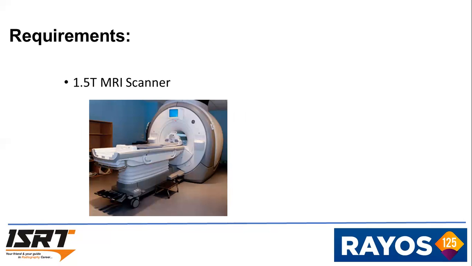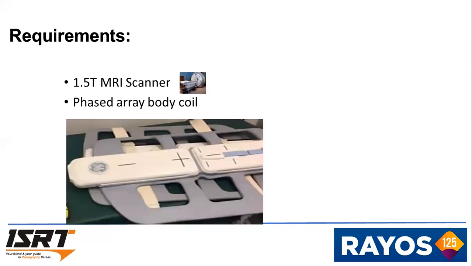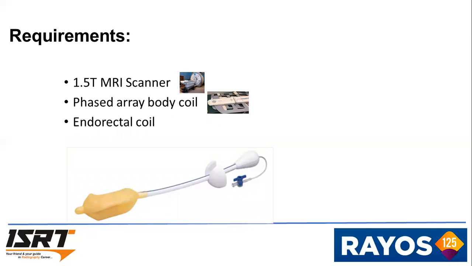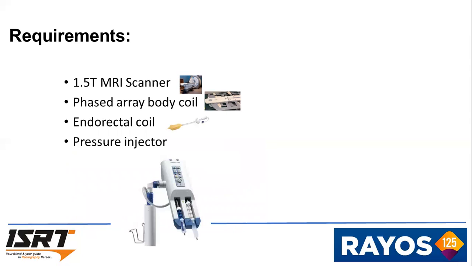Now, what are the requirements for doing MR imaging of prostate? First one is 1.5 Tesla MRI scanner. Then a phased array body coil is required, which is used for usual abdominal MRI. Then the most important one, the endorectal coil, which is a small radiofrequency coil attached with a long rod and some locking mechanism to fix it in the correct position after introducing per rectally. It is a single-use disposable coil.